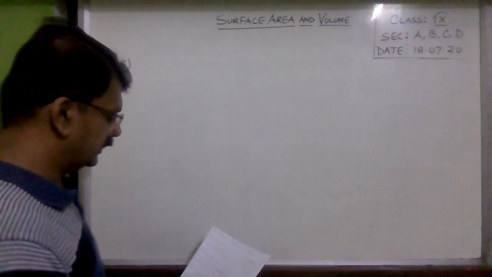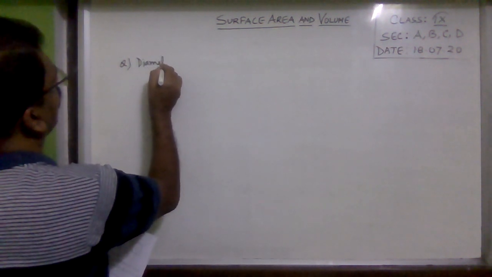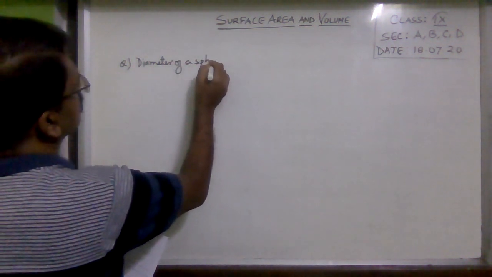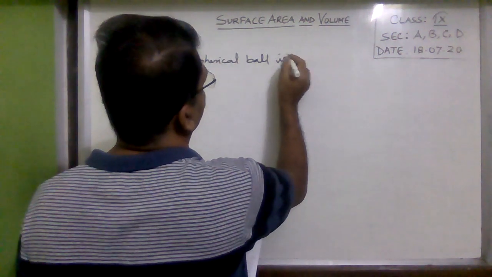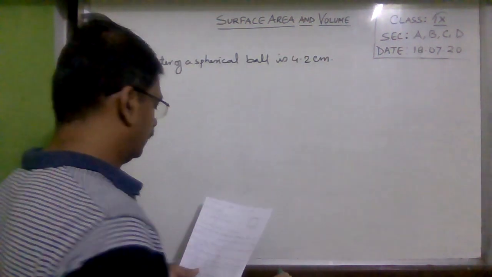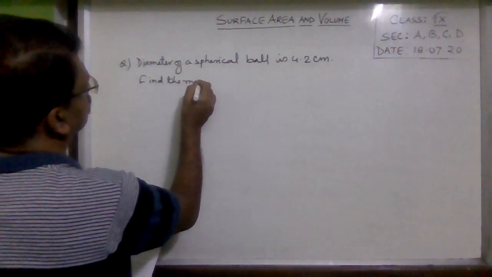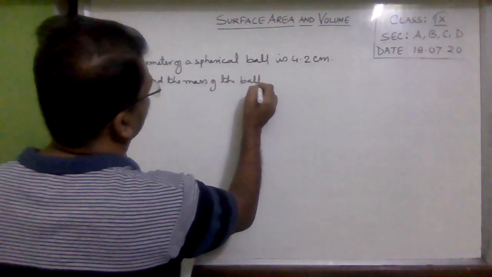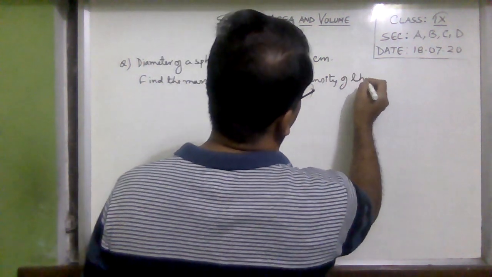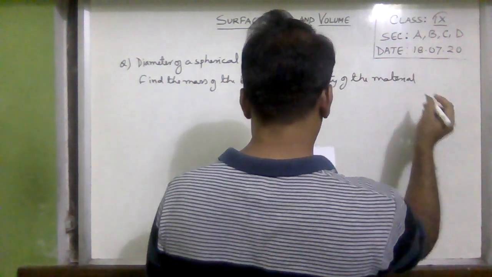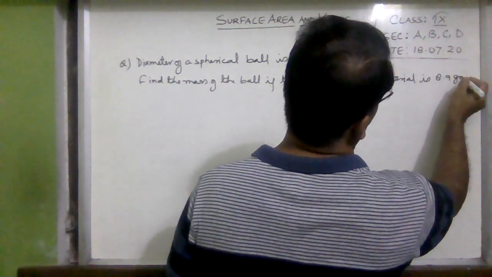it is given that the diameter of a spherical ball is 4.2 centimeter. Find the mass of the ball if the density of the material is 8.9 gram per centimeter cube.